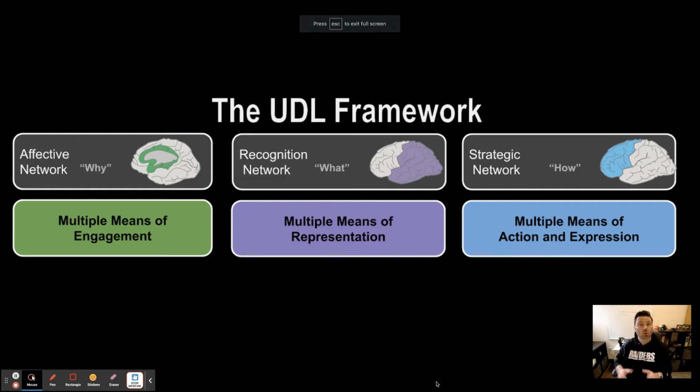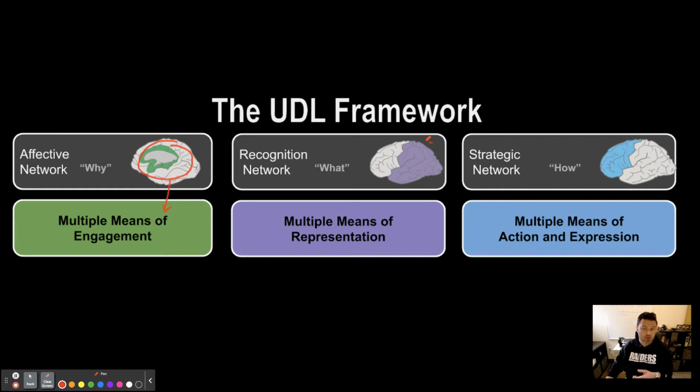Hey everybody, so what is the difference between the brain networks, the principles, and the guidelines of the Universal Design for Learning framework? Well, hopefully I can help describe that. So as you remember, the middle part of the brain is responsible for how we engage with learning. So that's the brain network responsible for the UDL principle, multiple means of engagement.